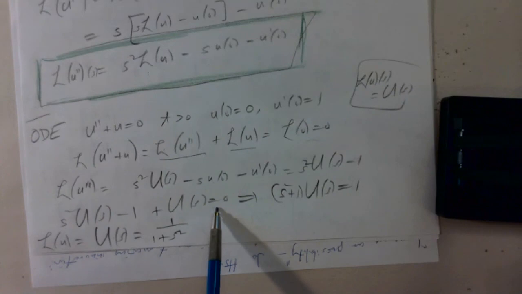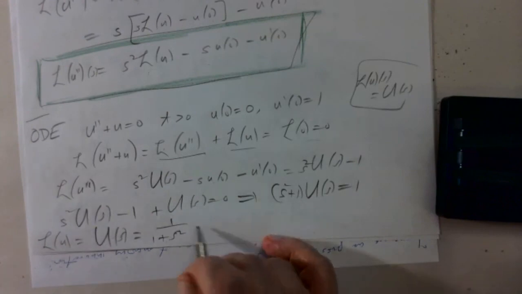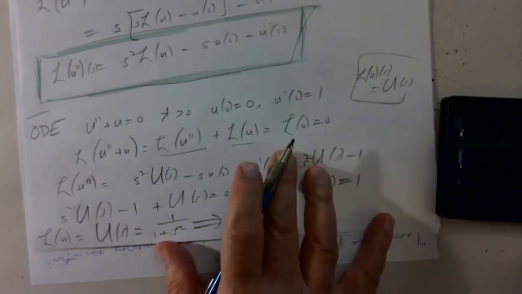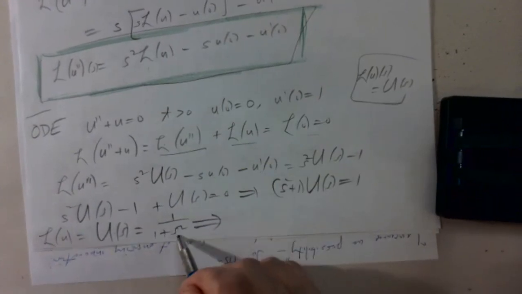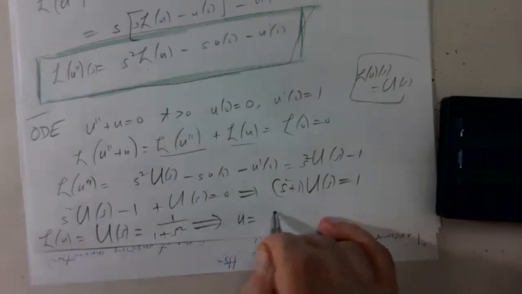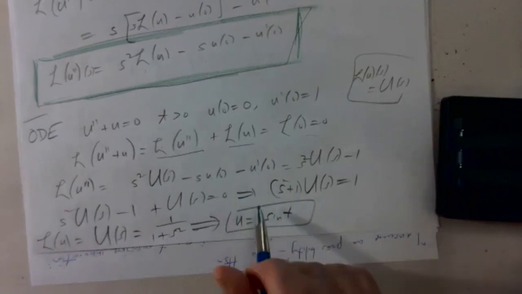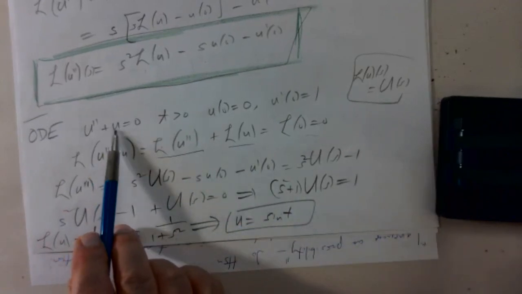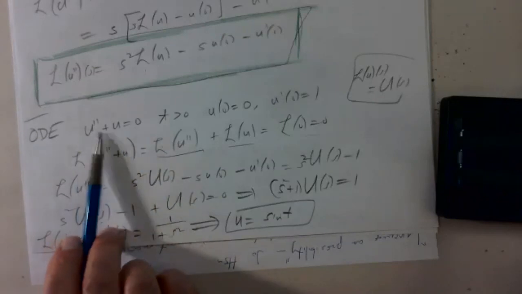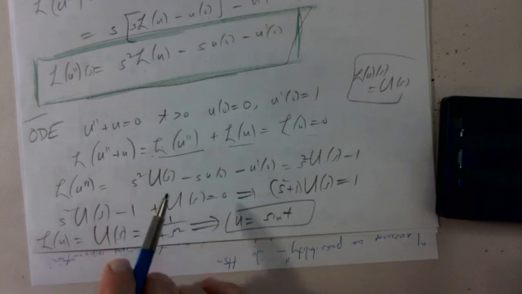So the solution of this differential equation, u, has the property that its Laplace transform is equal to 1 over 1 plus s squared. And I'll show next time that the only function whose Laplace transform is 1 over 1 plus s squared is u equal to the sine of t. And you know from that that's the solution. Sine of 0 is 0, cosine of 0 is 1.